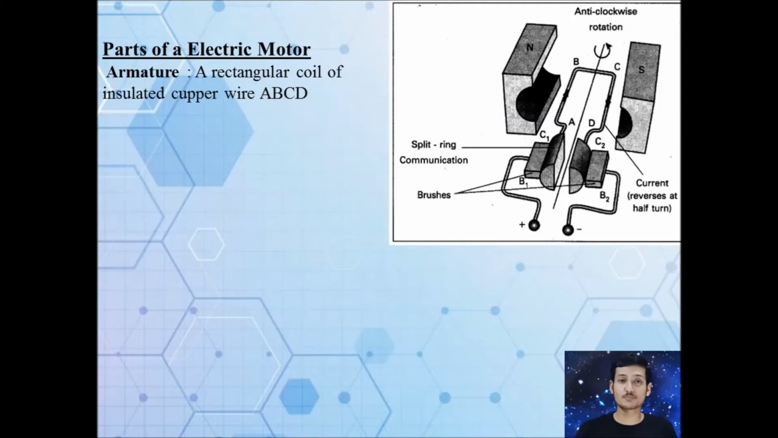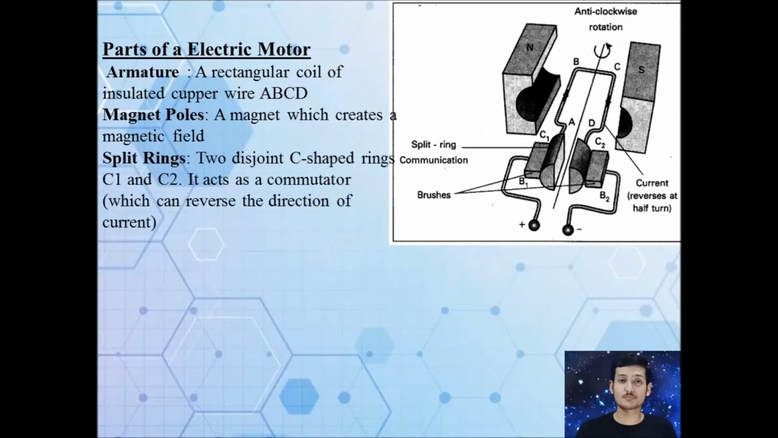Now the principle is that a conductor is placed in a magnetic field. So we must have magnets. So magnetic poles north and south are used to set up the magnetic field. Now the two ends of this armature coil are connected to two rings, which are C1 and C2. These are C-shaped and they are not connected to each other. These are disjoint C-shaped rings.